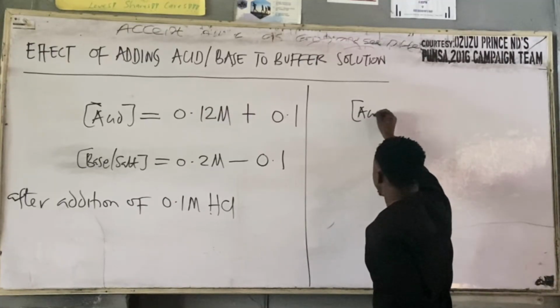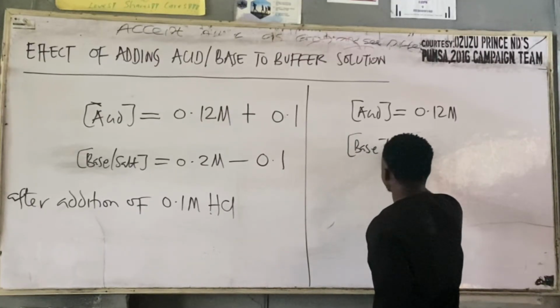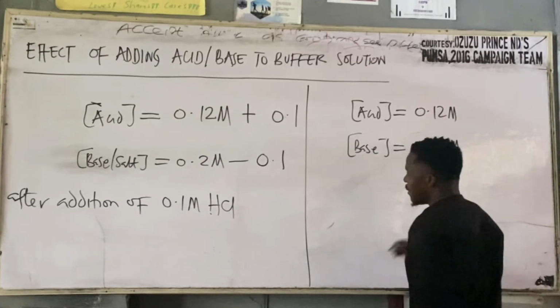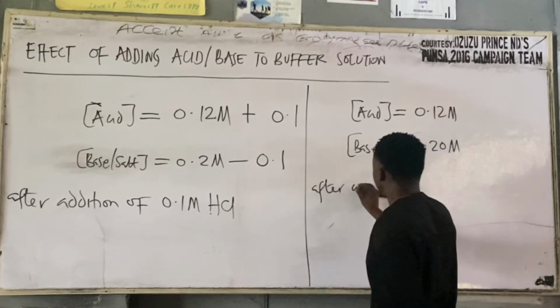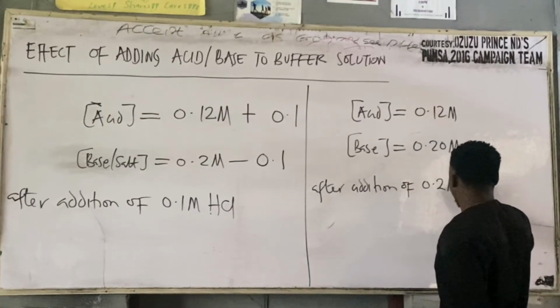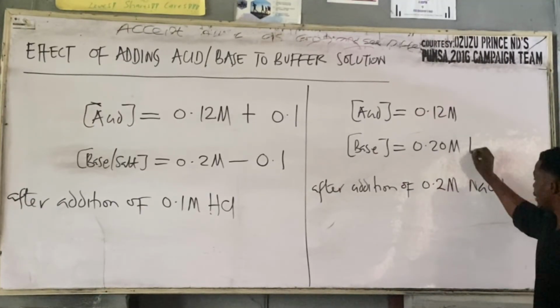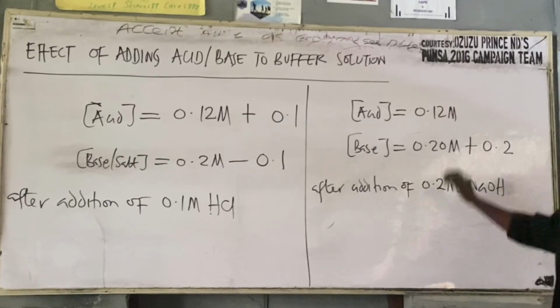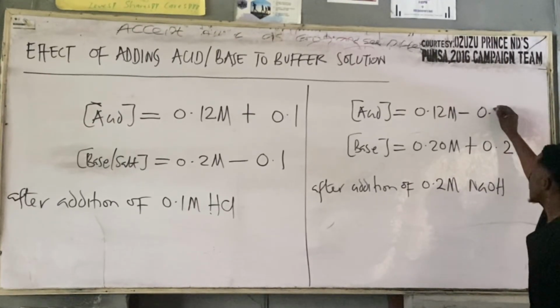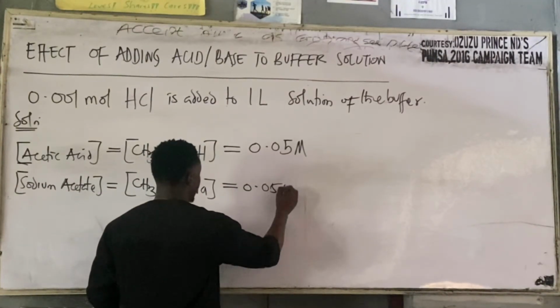Now, what if a base is added? Let's say this is an acid, 0.12 molar, and this is a base, 0.20 molar. And then they ask, what is the pH after addition of 0.2 molar sodium hydroxide? Class, is sodium hydroxide an acid or a base? So what do you think is going to happen here? It will go to where the base is and add. And go to where the acid is and subtract. That is it. So 0.005 molar.